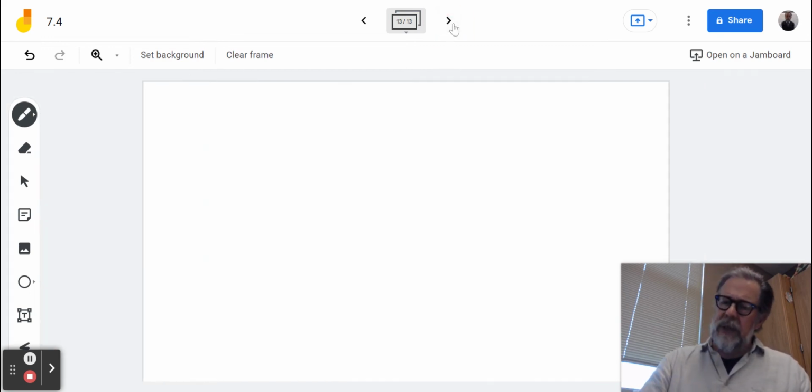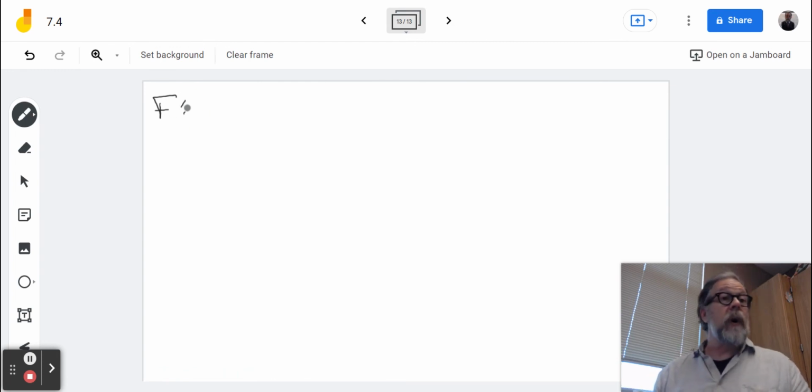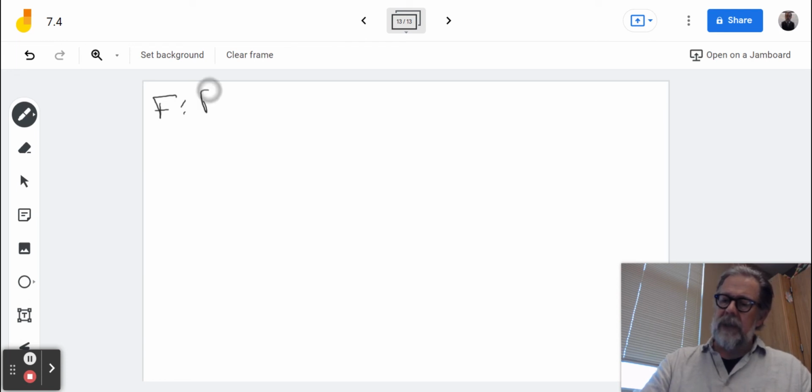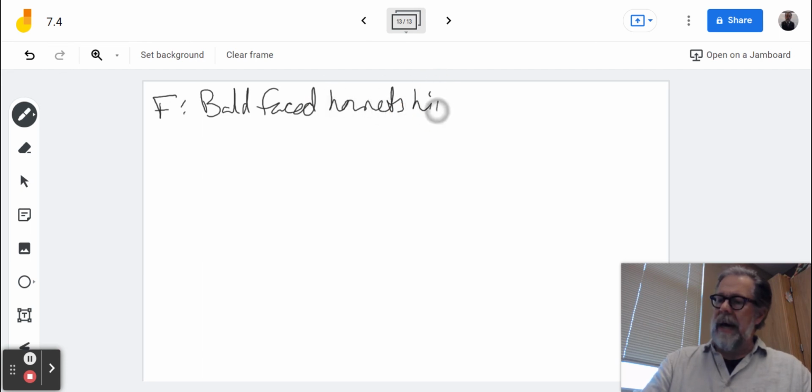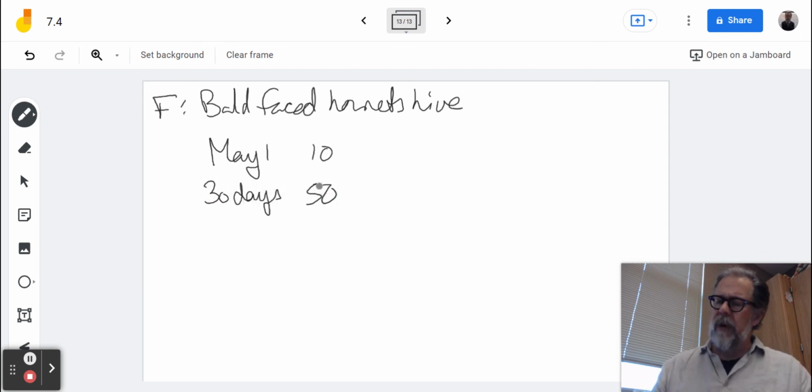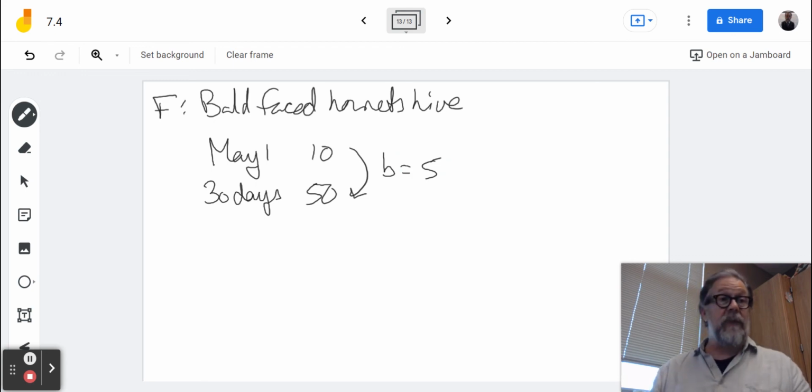I had said one last example, but now this will be the actual one last example, which is how do I choose a base? Let's talk about a bald-faced hornet's hive. I have some data. I know that on May 1st, there are 10 bald-faced hornets in a hive. After 30 days, there are 50 bald-faced hornets in the hive. I'm going to say that this is going to be a base of 5. It's getting 5 times as big.